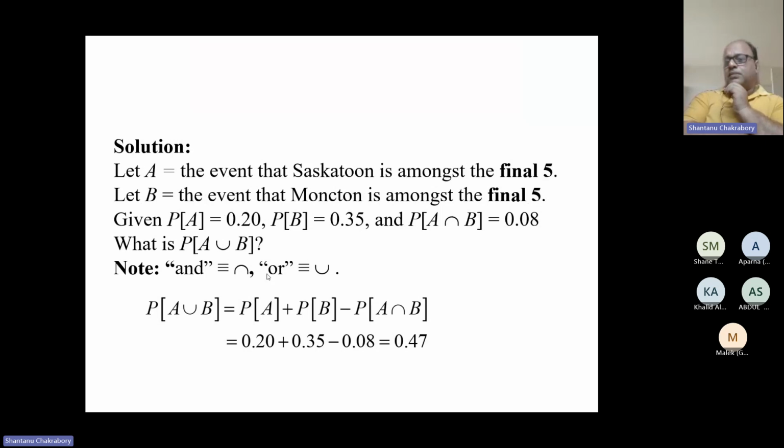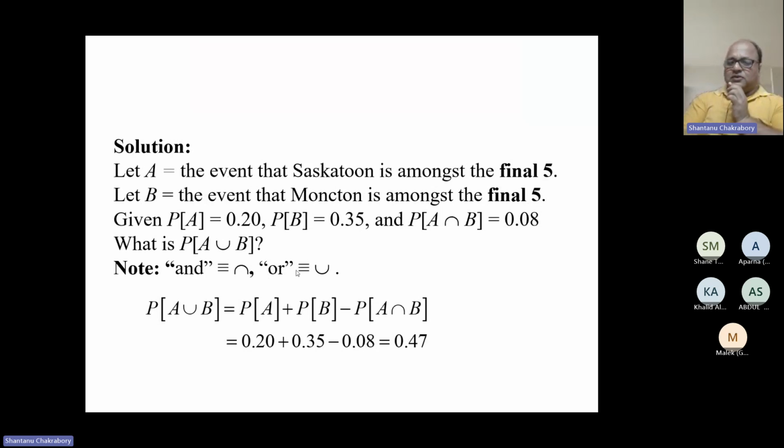So we calculate the probability of the first city A, union the probability of the second city B, minus the intersection of the first city and the second city. So 0.20 plus 0.35, minus 0.08, gives us 0.47. That will be the probability of Saskatoon or Moncton reaching the final 5, right?